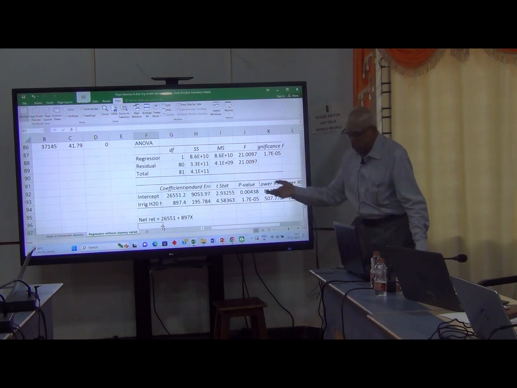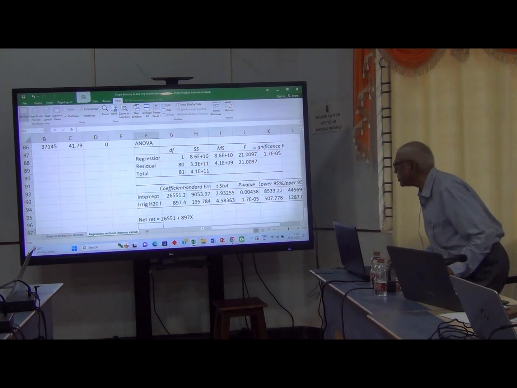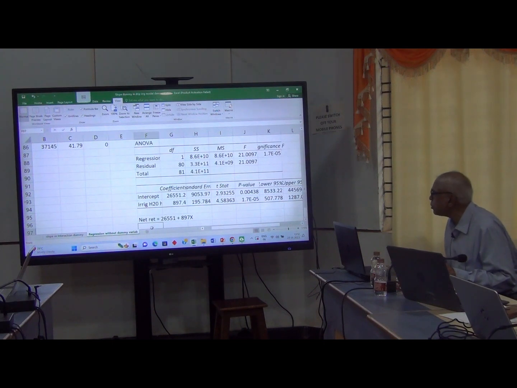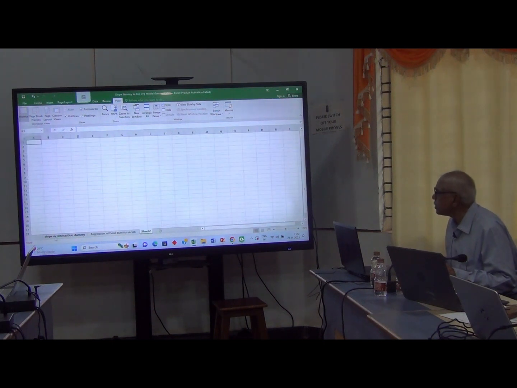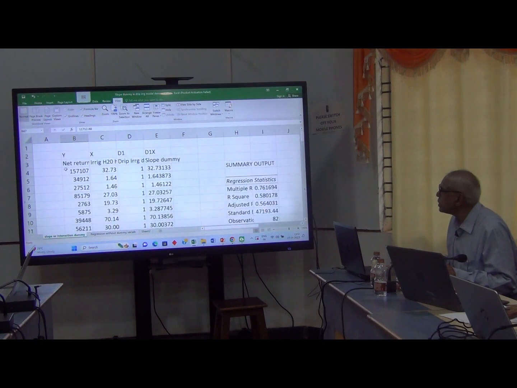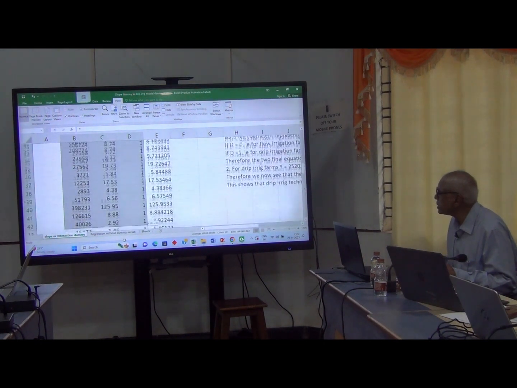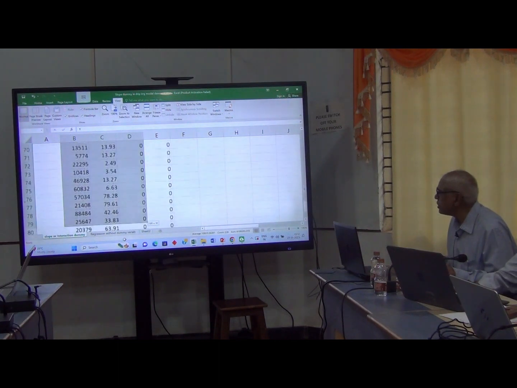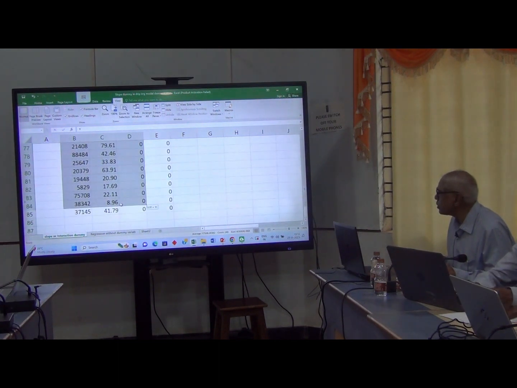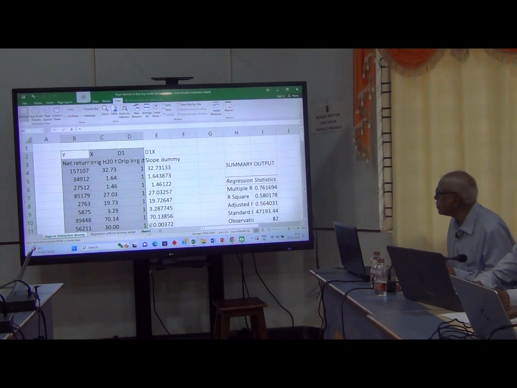So then what we will do? Now next we will do dummy variable analysis. Okay. So we will go to another table. Now we will go to the first table and copy these three. We will copy these three because the dummy variable is already added. Okay. So we will copy this. Copy. We will go to sheet 2. Paste.